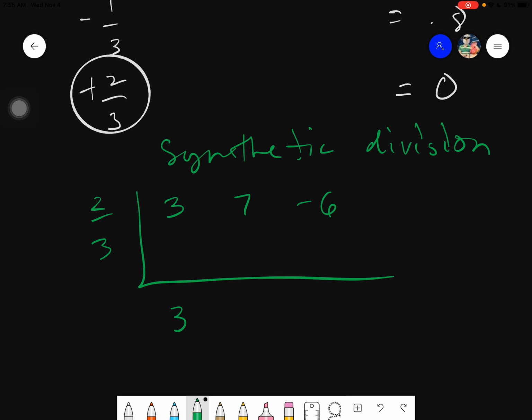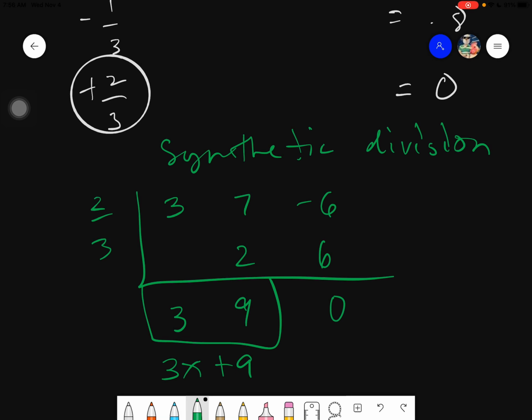This would be 2/3 times 3, the answer is 2. Am I correct? Wait, let me check, because I'm not that confident. Yeah, it's 2. And then 7 plus 2, the answer is 9. And I think this would be 6. Yeah, 6 and then 0. So this would be 3x plus 9.